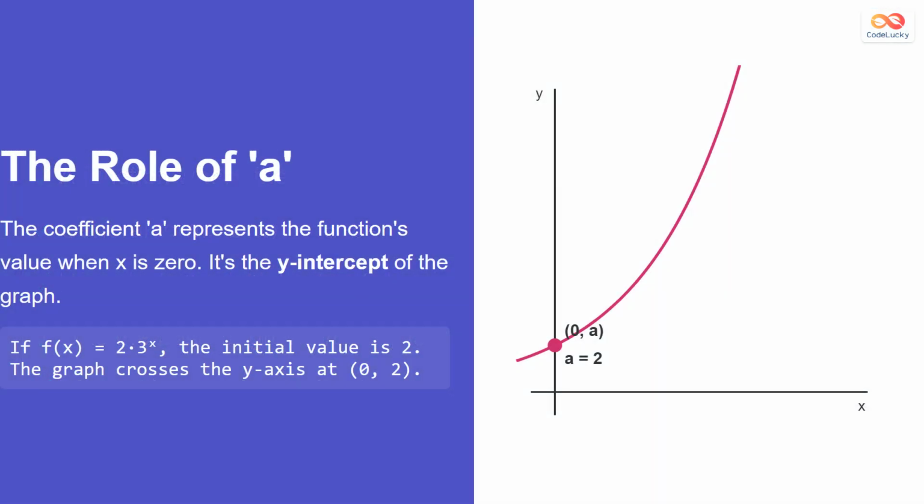The coefficient, a, in our exponential function is the starting point. It tells us the value of the function when x is 0. Because of this, it is also the y-intercept of the graph. For instance, in the function f of x equals 2 times 3 to the power of x, the initial value is 2. This means the graph of the function will cross the y-axis at the point 0, 2.